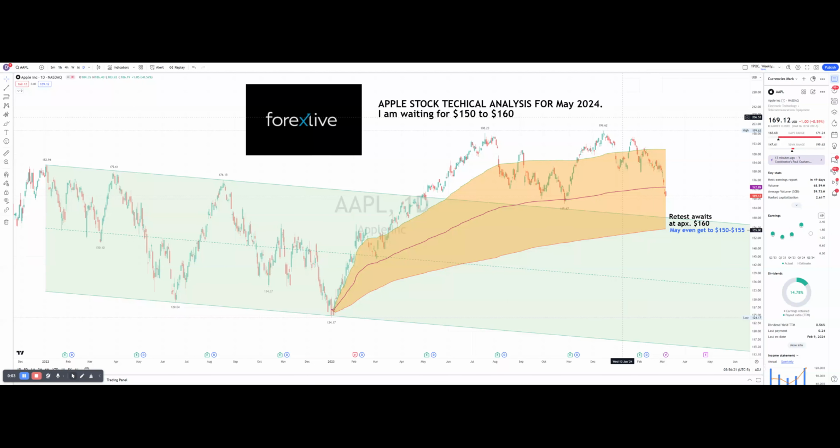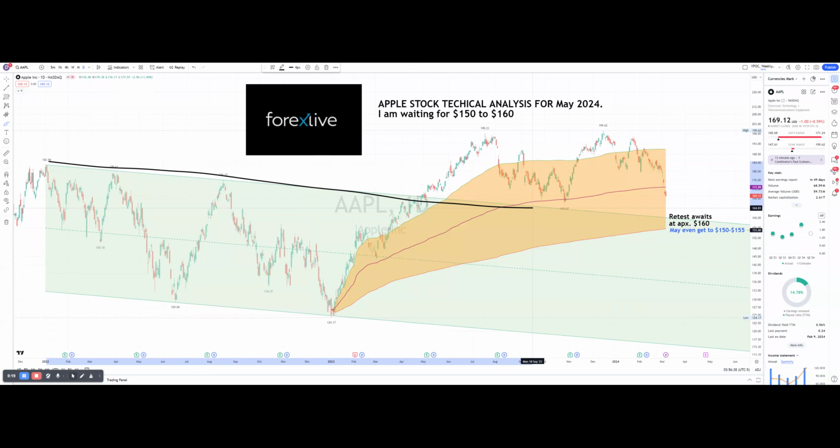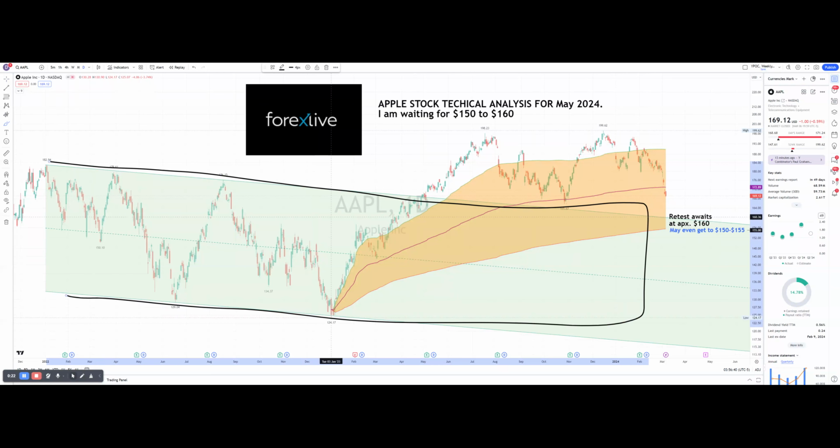Hello, this is an Apple stock technical analysis for May 2024. The reason I'm mentioning the entire month is that it may take the entire month or so to play out. We've got this big bull flag that was broken to the upside at the beginning of May.